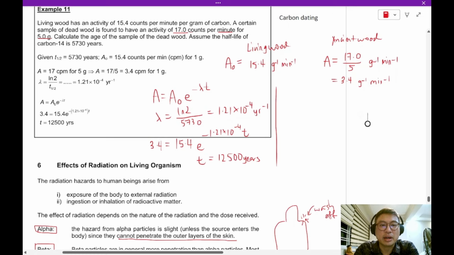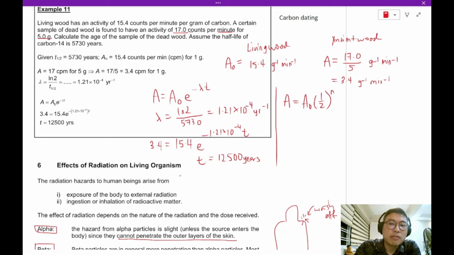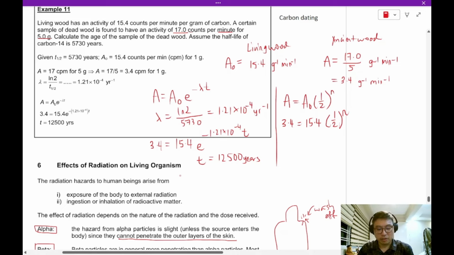Okay, now there is a different way of doing it, of course, using the other equation, which is the number of half-lives. So what we can do is use A is equal to A0 times half to the power of the number of half-lives, which we call n. So we can fill in here 3.4 is equal to 15.4 multiplied by half to the power of the number of half-lives.